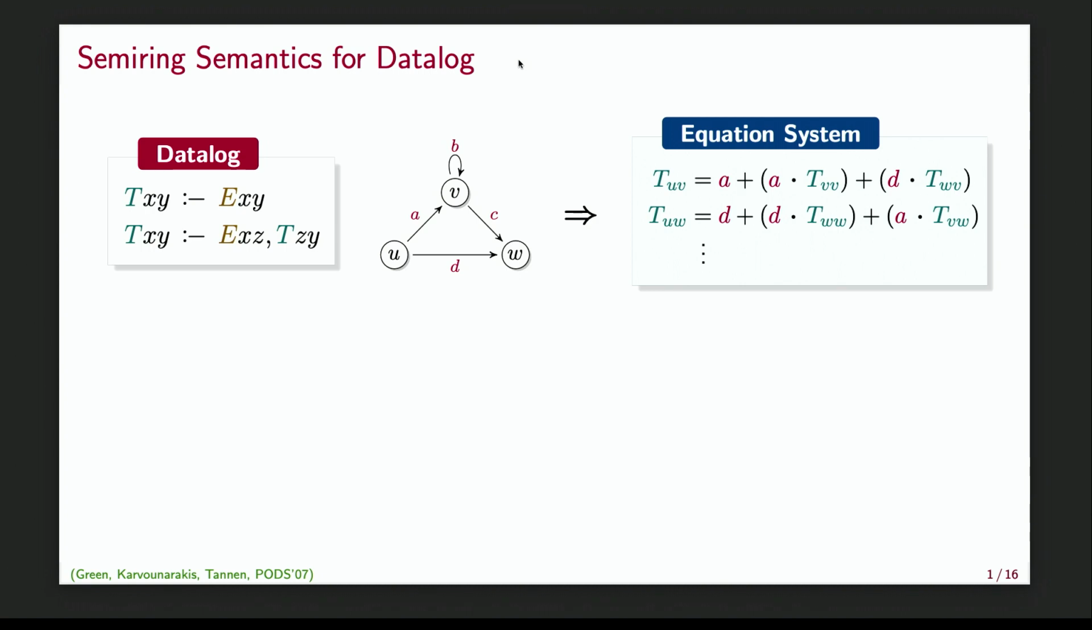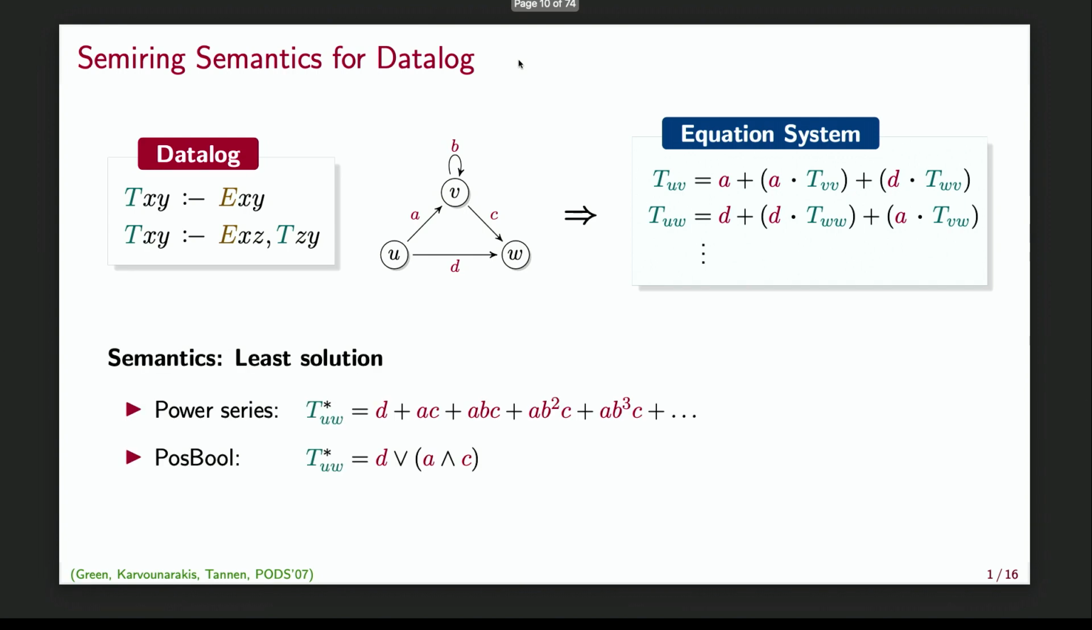And the semantics of this is that we compute the least solution to this system, and doing so in different semirings gives different results. For example, in polynomial semirings, we get basically all ways to go from U to W. In power series, we get all of the paths to go there. In absorptive semirings, we only get the shortest ones, where we do not do any loops. For example, here, the semiring of positive Boolean formulae.